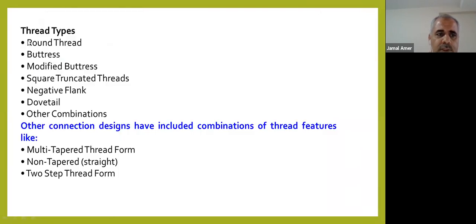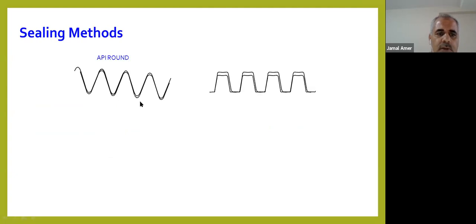We'll talk about the types of threads: round thread, buttress, modified buttress, square, negative flank, dovetail, and other combinations. We'll talk about all these things in more detail in our course. Here, sealing methods also.